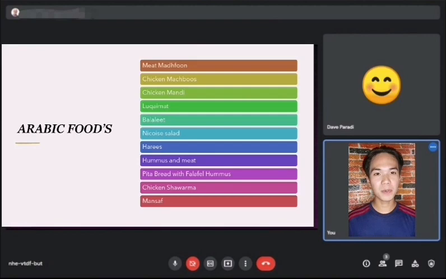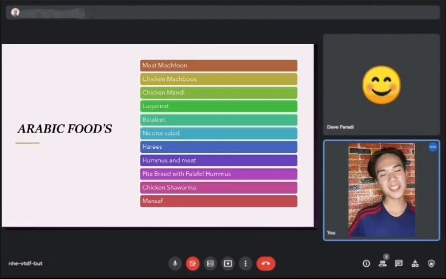So there is madfun, chicken mandi, chicken shawarma, hummus and meat, pita bread, chicken makbous, and mansaf. The traditional way of cooking Arabic foods is totally different from other countries. Most Arab foods have lots of calories with rich nutrition. Just like I have said, the meat makfun, madfun, chicken makbous, chicken mandi, salad, hummus and meat, pita bread with falafel, hummus, chicken shawarma, and then mansaf.